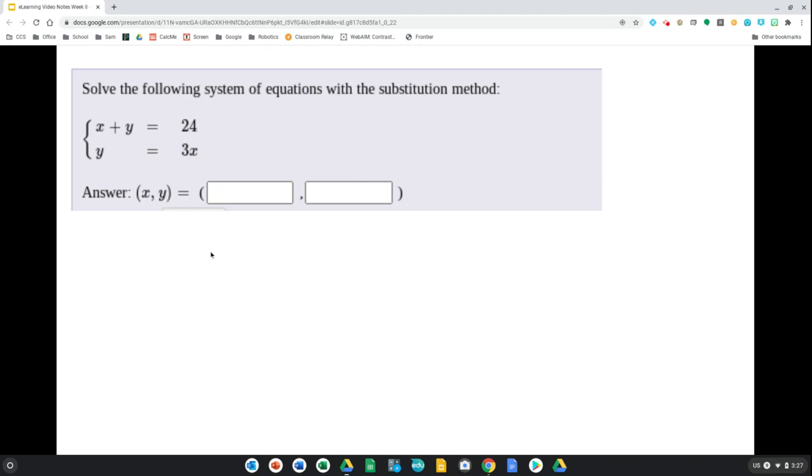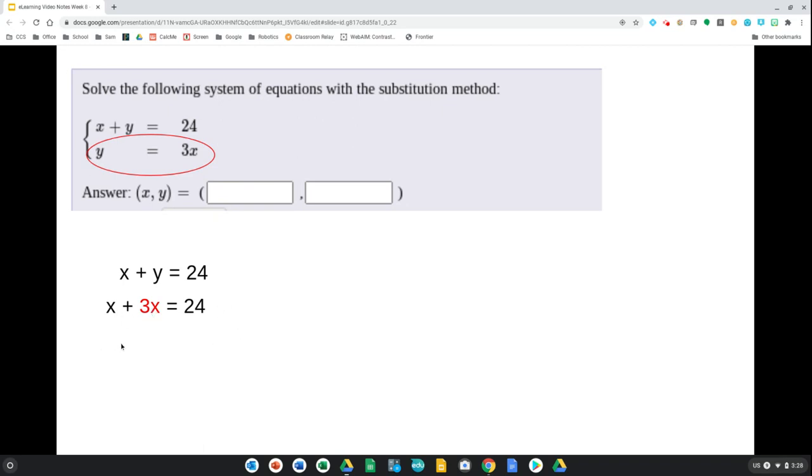Remember, what we're going to do is take that equation that says y equals 3x, and in the other equation, instead of writing a y, we're going to write down a 3x. So I start with that other equation, x plus y equals 24. But instead of writing down a y, I'm going to write down a 3x in that spot, because this equation tells me that y is equal to 3x. And so I've made that y equal to 3x.